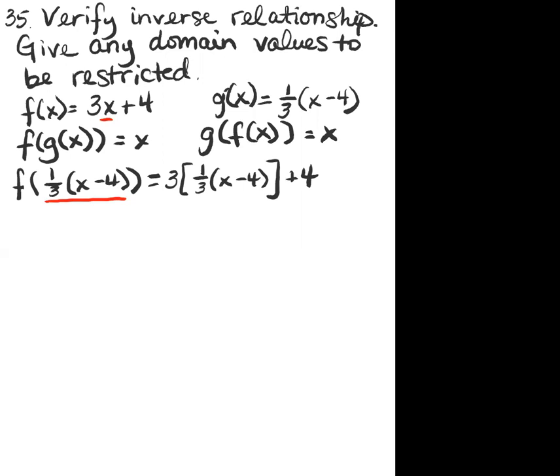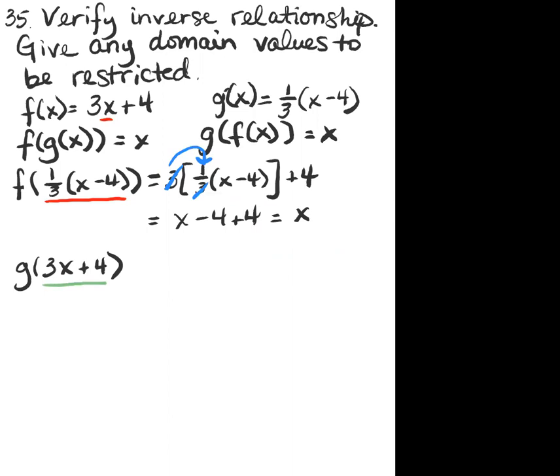Okay, so how this one simplifies is the 3 would go in. The 3 goes in times the 1/3, and they cancel out. So I'm left with x minus 4 plus 4, which then gives me x. Perfect. Okay, g of f of x is not going to give me the same in terms of how it works out. So I get g of 3x plus 4.